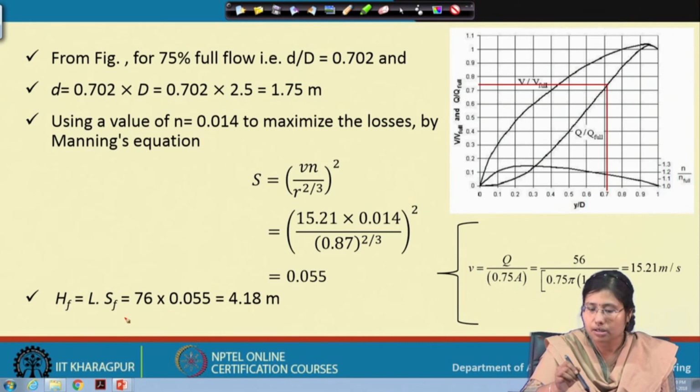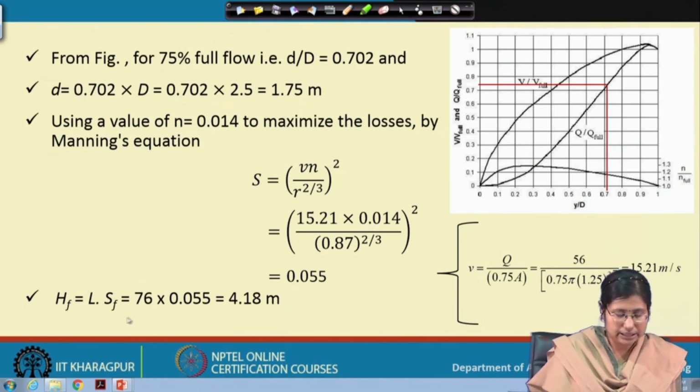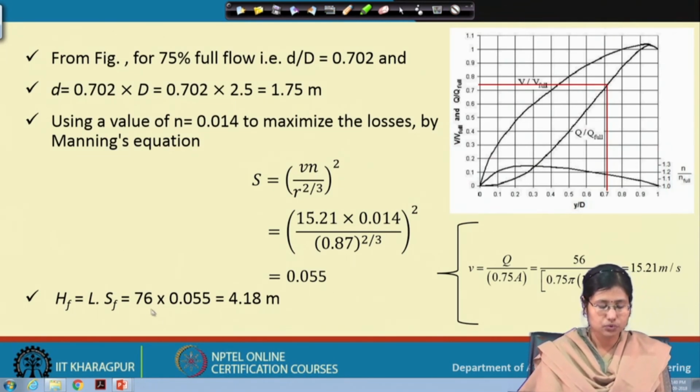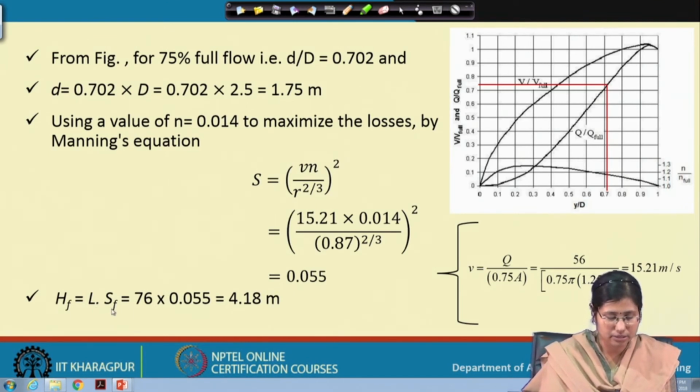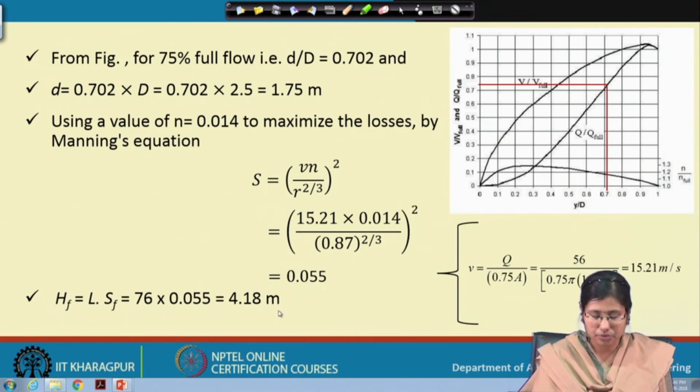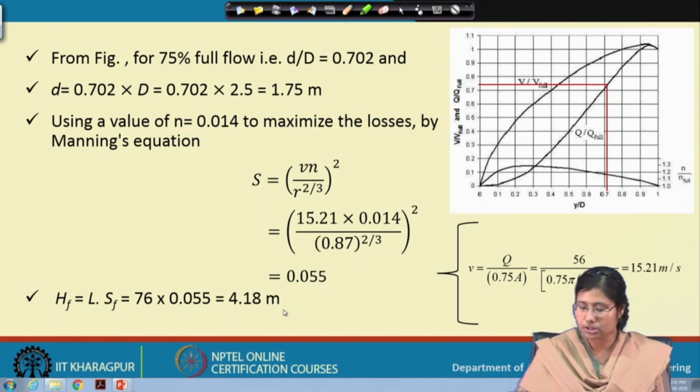And now, the head loss due to friction is the length of the pipe times the slope of the head due to friction, and this comes out to be 4.18. This is the head loss due to friction.